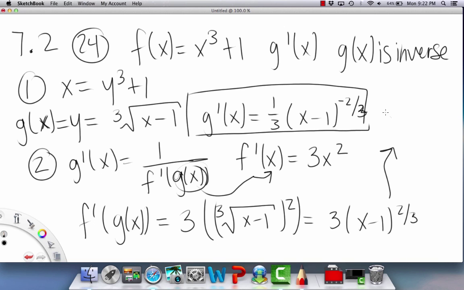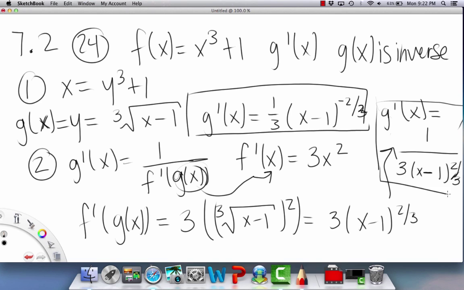So g prime of x is going to equal, using the second method, 1 over this stuff. So 1 over 3 times x minus 1 to the 2 over 3. Sorry, it's all squished in there. But you can see that we obtained the same answer using both of the methods, right? Because this is a negative 2 over 3 power.